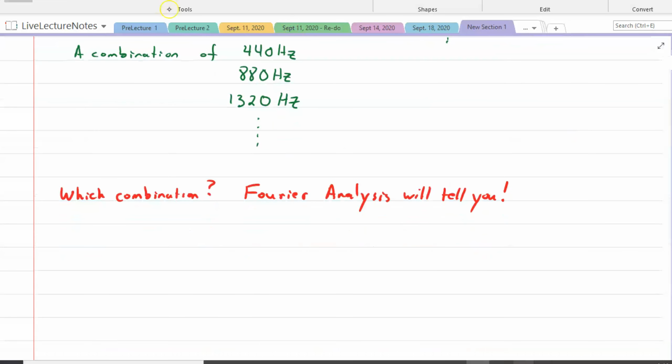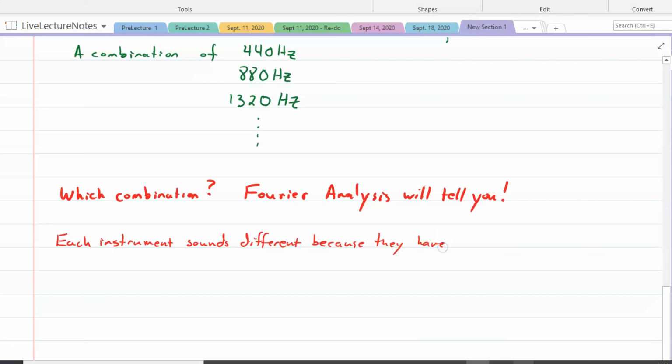So that's the major point I want you to take away, is that each instrument sounds different because they create a different combination of those sounds of 440 hertz, 880 hertz, 1320 hertz.